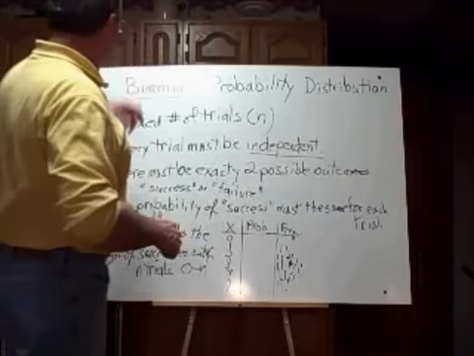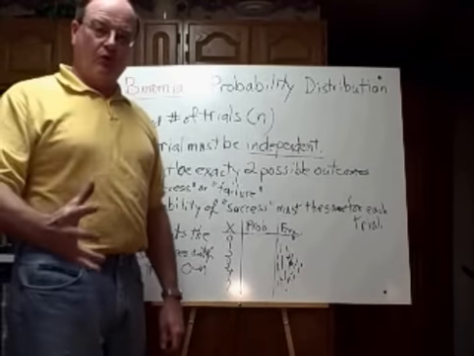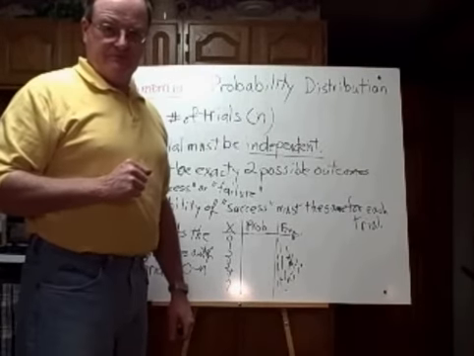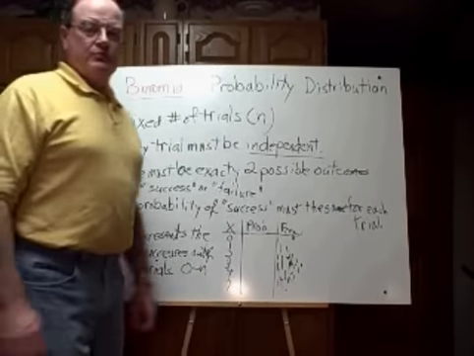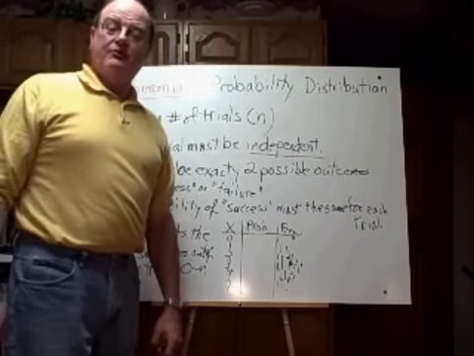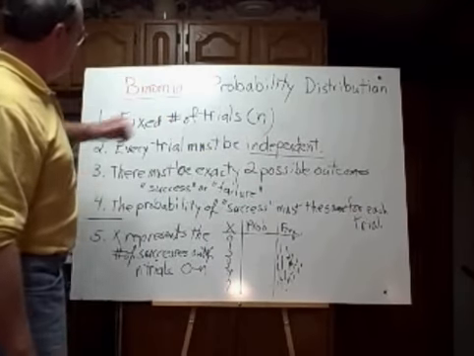Let's find out. Do I have a fixed number of trials? Yes. Remember, the trials are the action. I'm going to roll it 5 times. Okay, so n is 5. Every trial must be independent. Would you agree rolling the die 1 time has absolutely no effect on the outcome of any other times? Okay, so I've satisfied number 2.